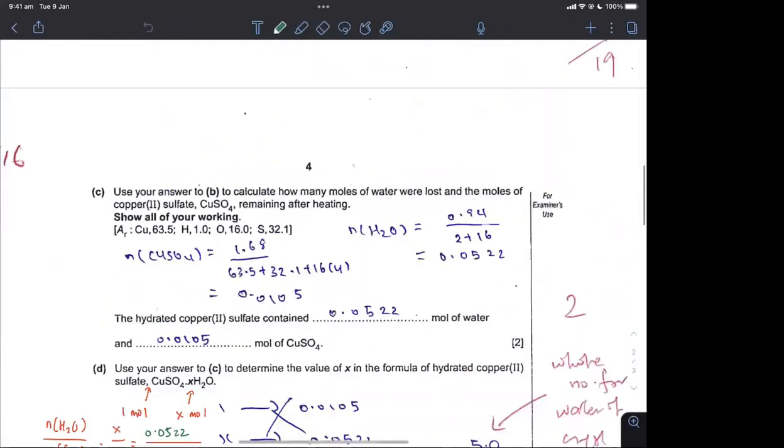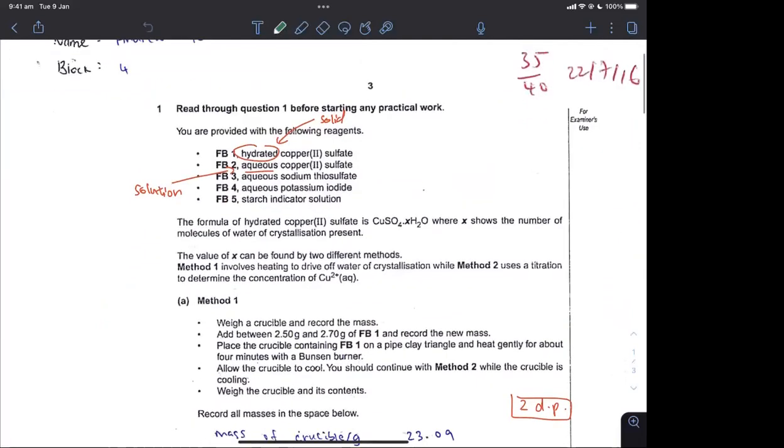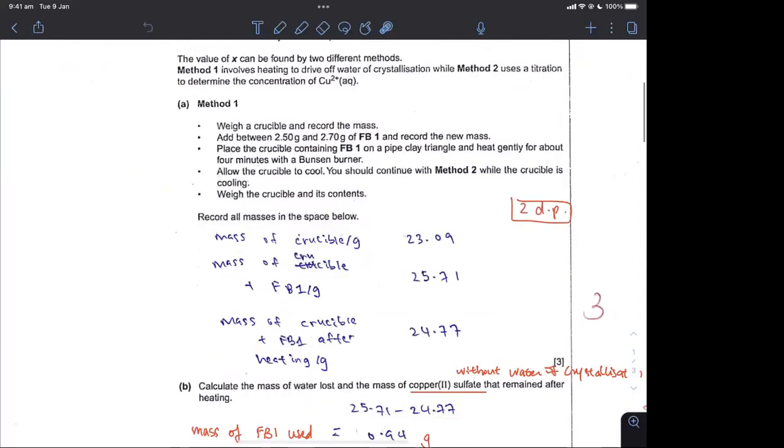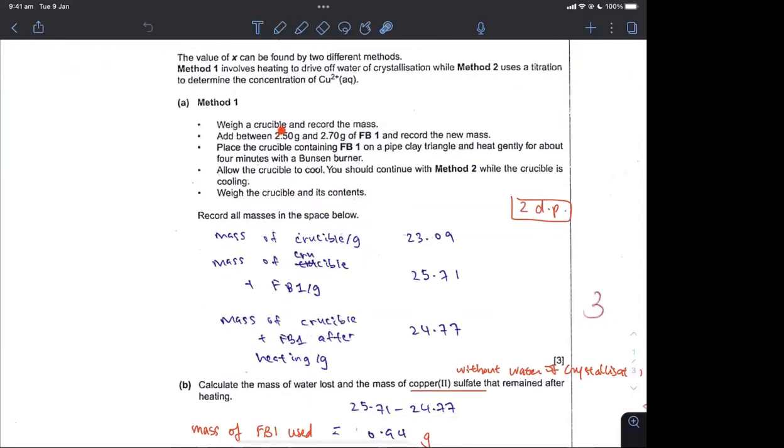This is an example of hydrated copper(II) sulfate. So you are provided with this hydrated copper(II) sulfate. As usual, weigh a crucible. We use a crucible because we need to heat it. This is called gravimetric analysis. So if they ask you to weigh with a lid, you weigh with a lid.